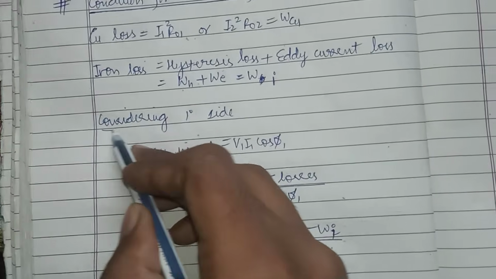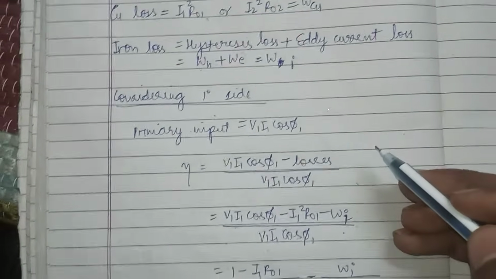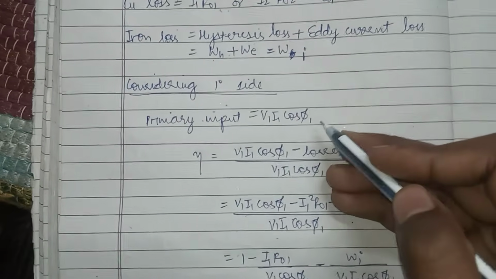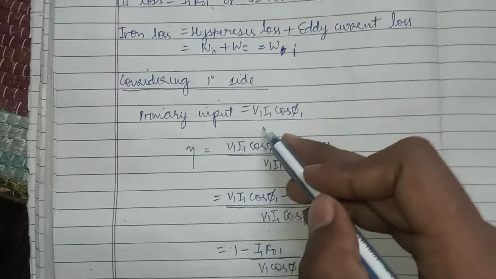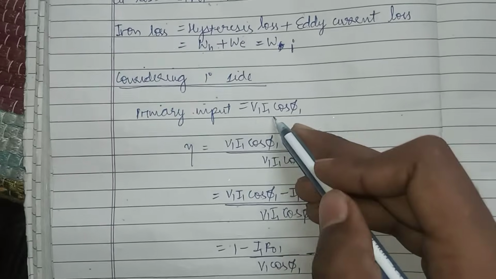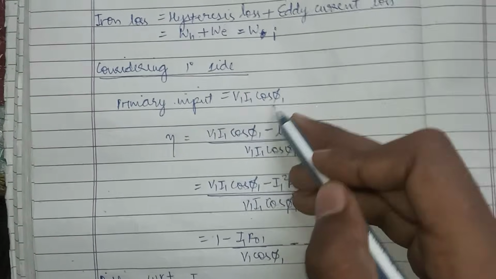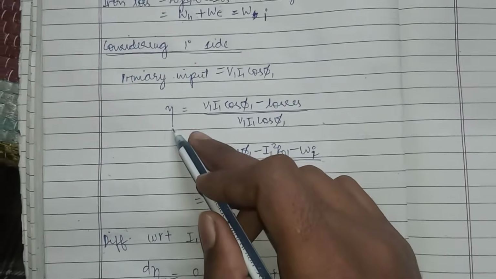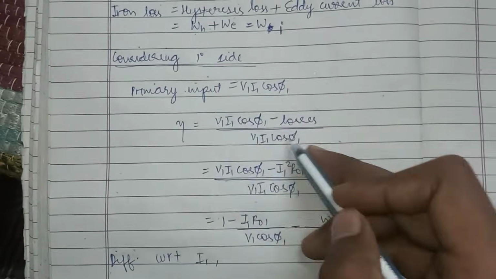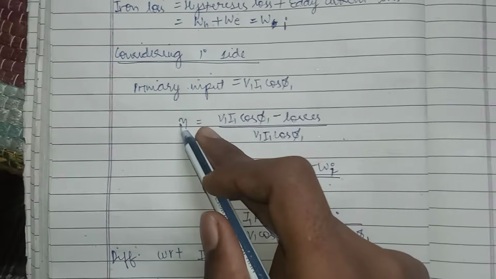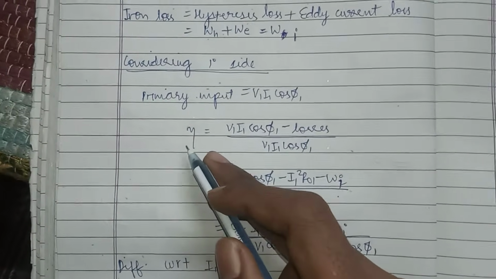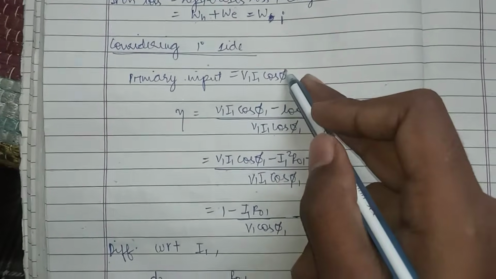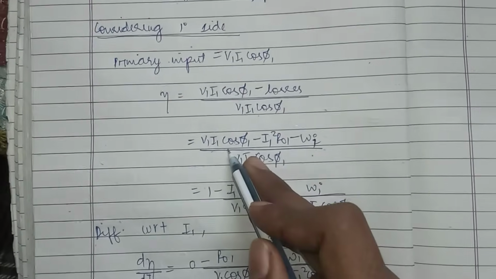Now we are going to study the primary side. The primary input is V1 I1 cos phi 1. What is V1 I1 cos phi 1? It is the input power. Now we can put these values in our formula. What is our formula? We have studied earlier that efficiency is input minus losses upon input. So what is input? This is the input.